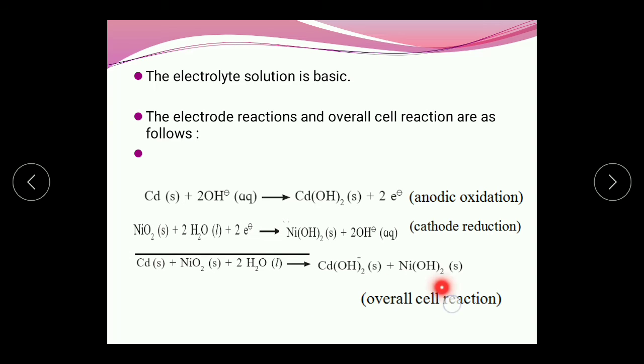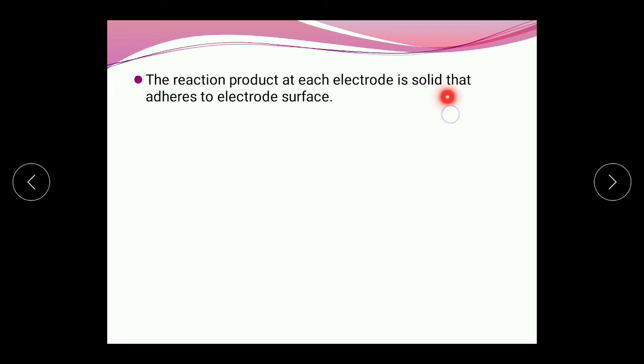As you see, both the products produced here are in solid state. Hence, this is called a dry cell. Now, the reaction product at each electrode is a solid that adheres to the electrode surface. Adheres means that it gets attached, it gets coated on that electrode, and hence nickel hydroxide and cadmium hydroxide will get attached on the anode and cathode. Therefore, the cell can be easily recharged.